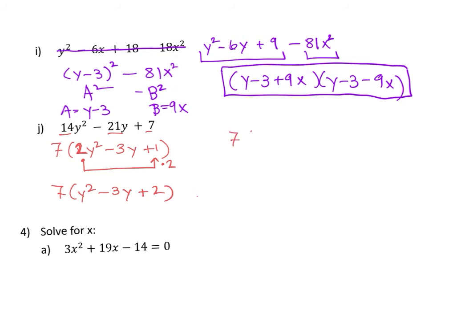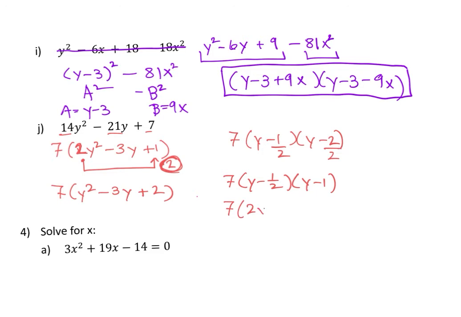We need to find the factors of 2 that give me negative 3, which would be 1 and 2. But then because I multiplied by 2 here, we need to go back through, divide and reduce. And then any denominator that remains, let's bring it up. And there we go. So that is our factoring for the test.